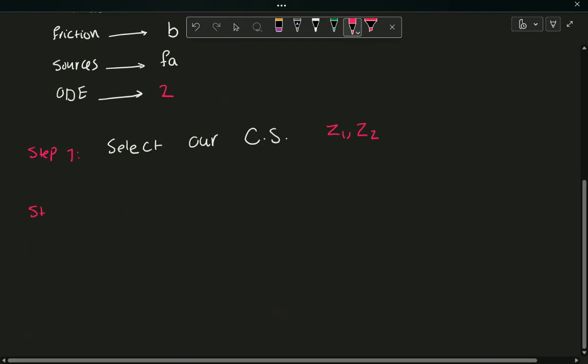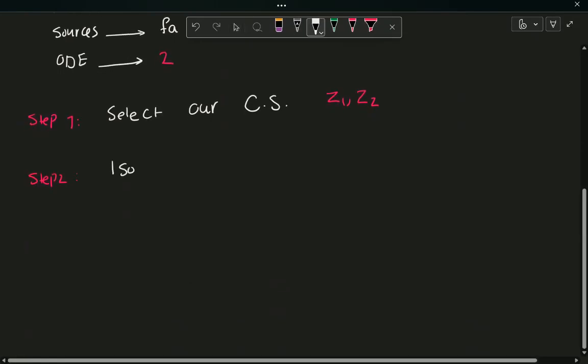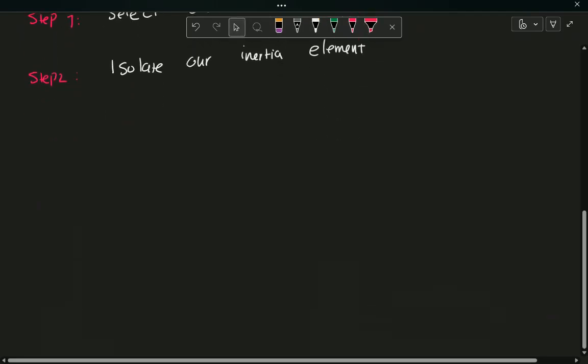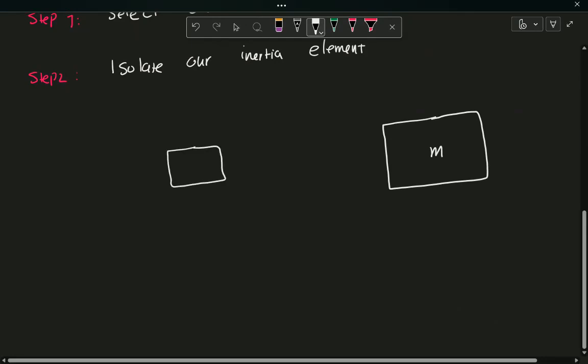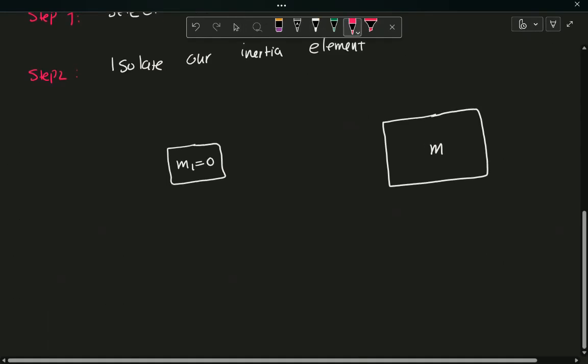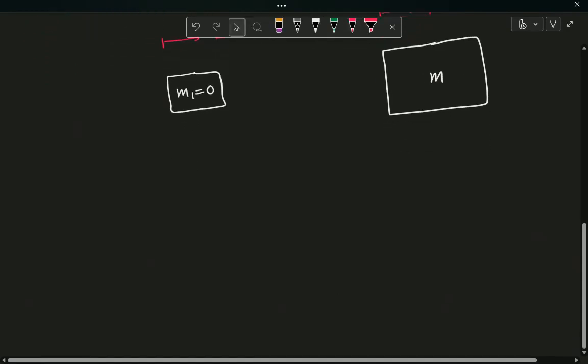Step two is basically isolating my inertia elements. Look, I have one mass, which is M, and I have a massless node, and I'm going to treat this massless node as a mass. So this is going to be Z1 and this is going to be Z2.